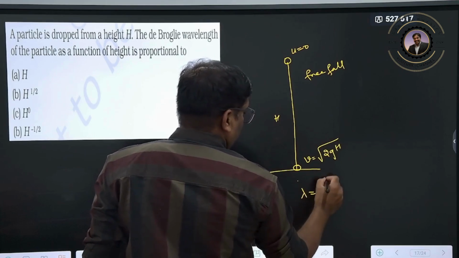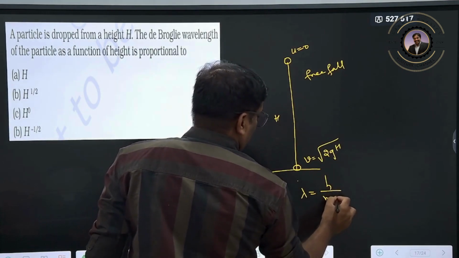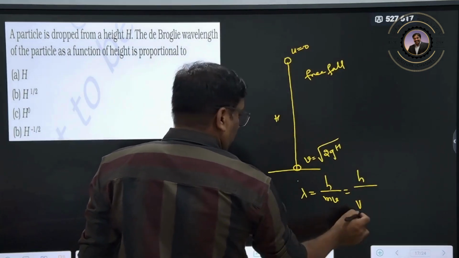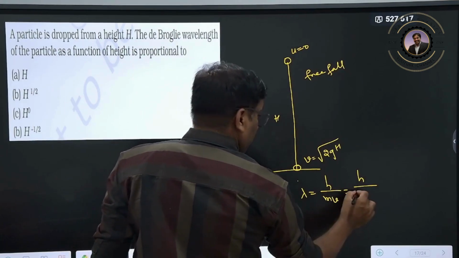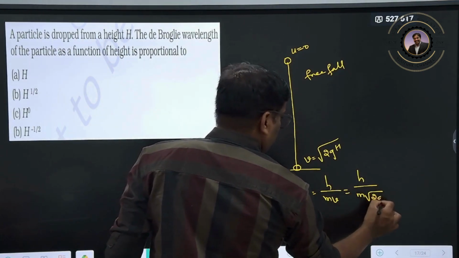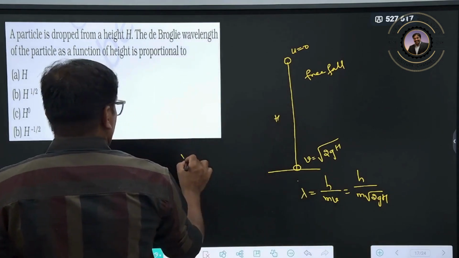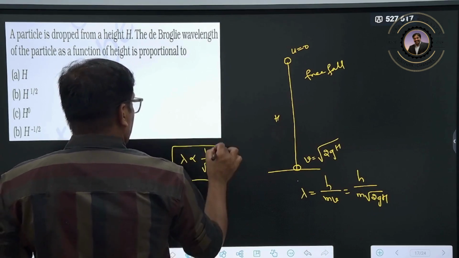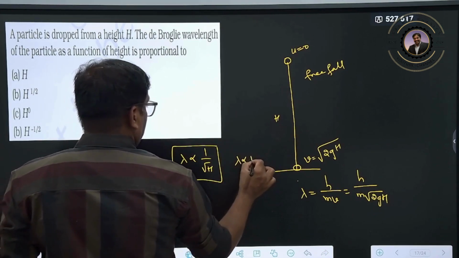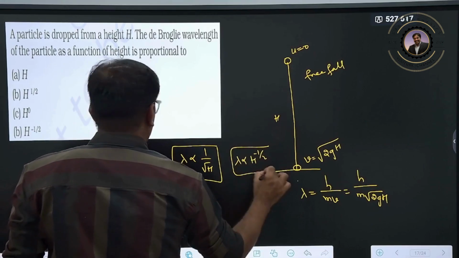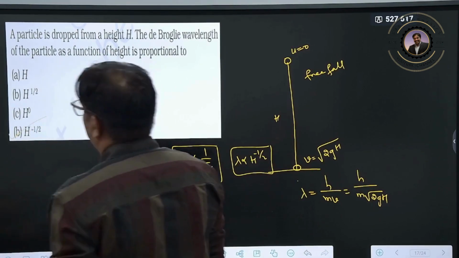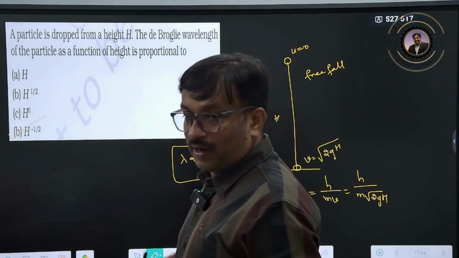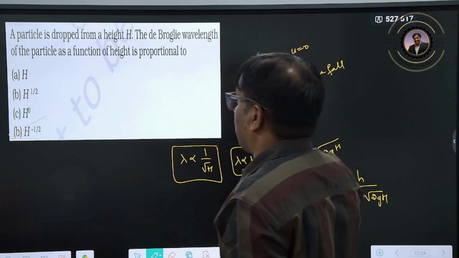De Broglie wavelength is h by m into v, so h by m into square root of 2gh. So de Broglie wavelength is inversely proportional to root h. Clear? Or de Broglie wavelength is proportional to h to the power of minus 1 by 2. So option D will be your correct answer in this one. Clear? Even kinematics equation is involved with de Broglie's onto this.